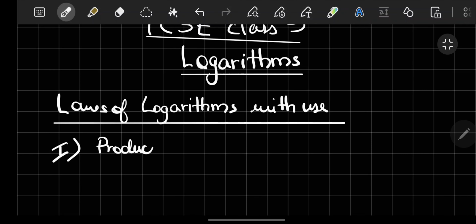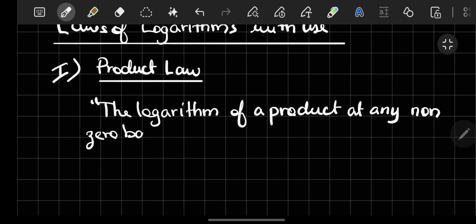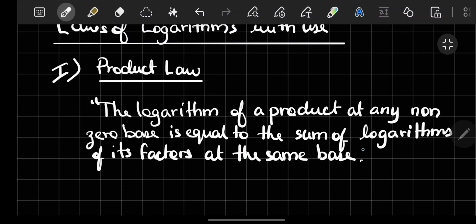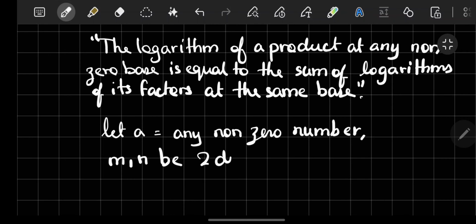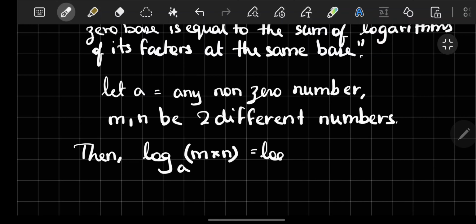The first law is known as the product law. This law states that the logarithm of a product at any non-zero base is equal to the sum of the logarithms of its factors at the same base. Let a be any non-zero number and m and n be two different numbers. Then this law states that log m multiplied by n to the base a is equal to log m to the base a plus log n to the base a.